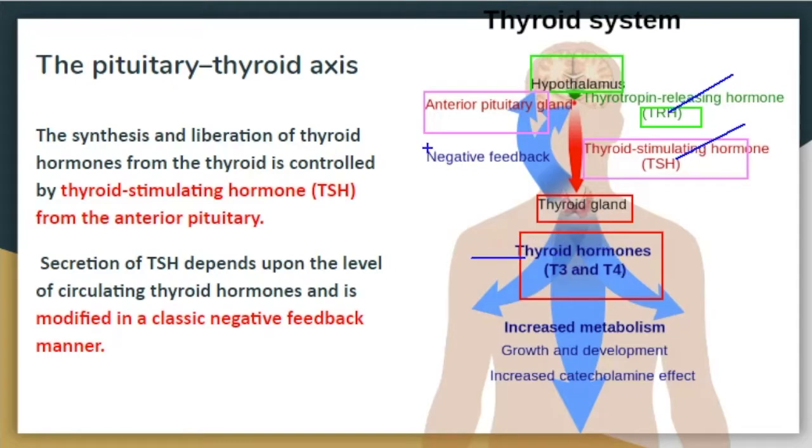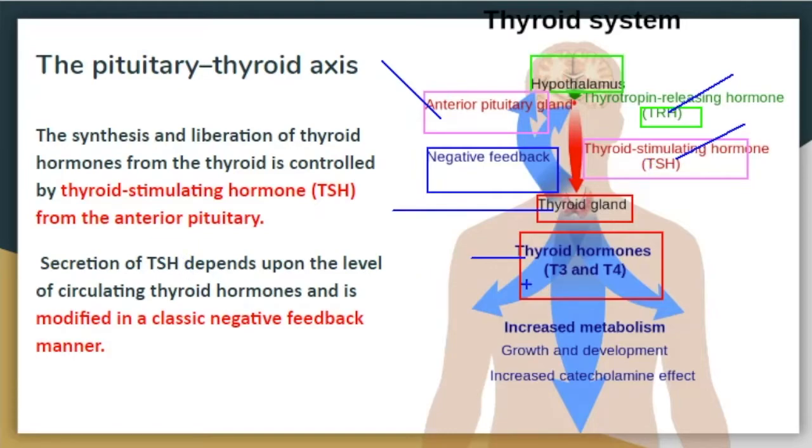Now this is a classic negative feedback mechanism. That means the secretion of TSH from the anterior pituitary depends on the level of the circulating thyroid hormones. So a good way to think of it would be to think of the pituitary gland as your thermostat and the thyroid gland as the heater. So when there are increased levels of thyroid hormones, the thermostat switches off and it doesn't produce TSH. But when there are low levels of the thyroid hormones and it becomes cold, the heater senses this and the thermostat switches on, producing TSH.